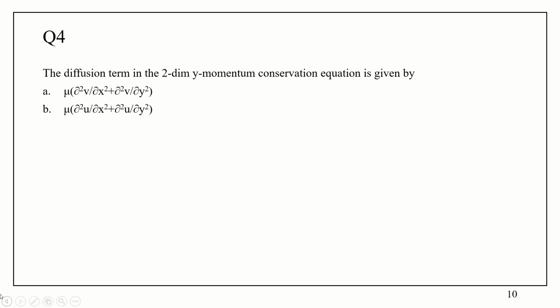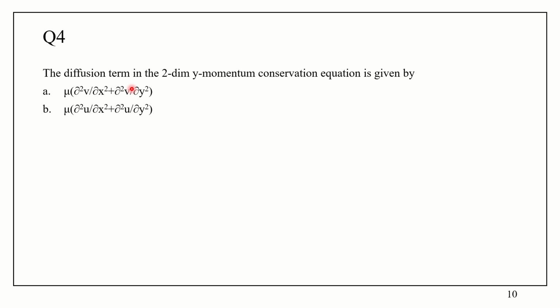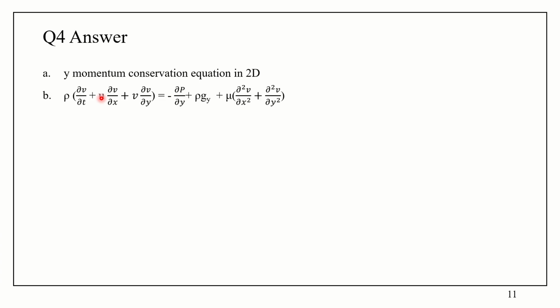So the diffusion term in the two-dimensional y momentum conservation equation is given by mu into ∂²v/∂x² plus ∂²v/∂y². Option A is the right answer. How? Because the whole y momentum conservation equation in two-dimensional looks something like this.